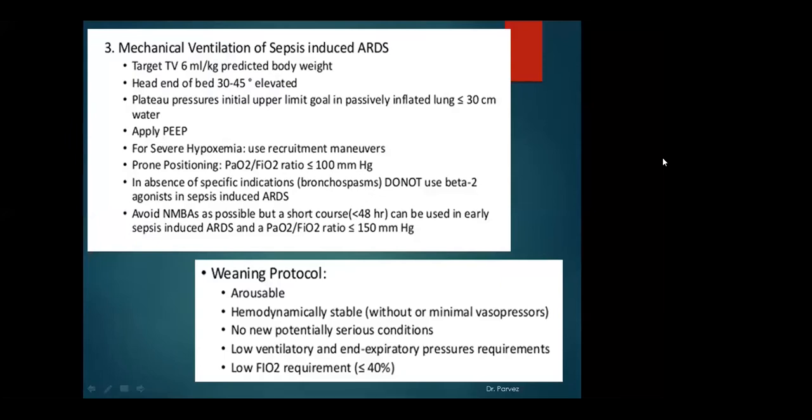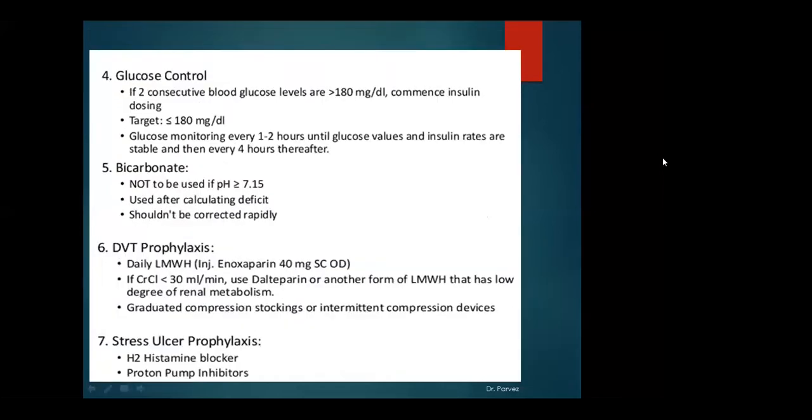And coming to the weaning protocol, the first assessment should be whether the reason why the patient went into respiratory failure has been resolved. The reason for the intubation was sepsis, multi-organ dysfunction. That has to resolve before the patient can be started on weaning protocol. The GCS should be above 10. The patient should be hemodynamically stable, all vital parameters should be stable, and the patient should be on minimal vasopressors, or typically off the vasopressors. And the patient should not have any new potential serious condition. And the FiO2 requirement should be less than 40%.